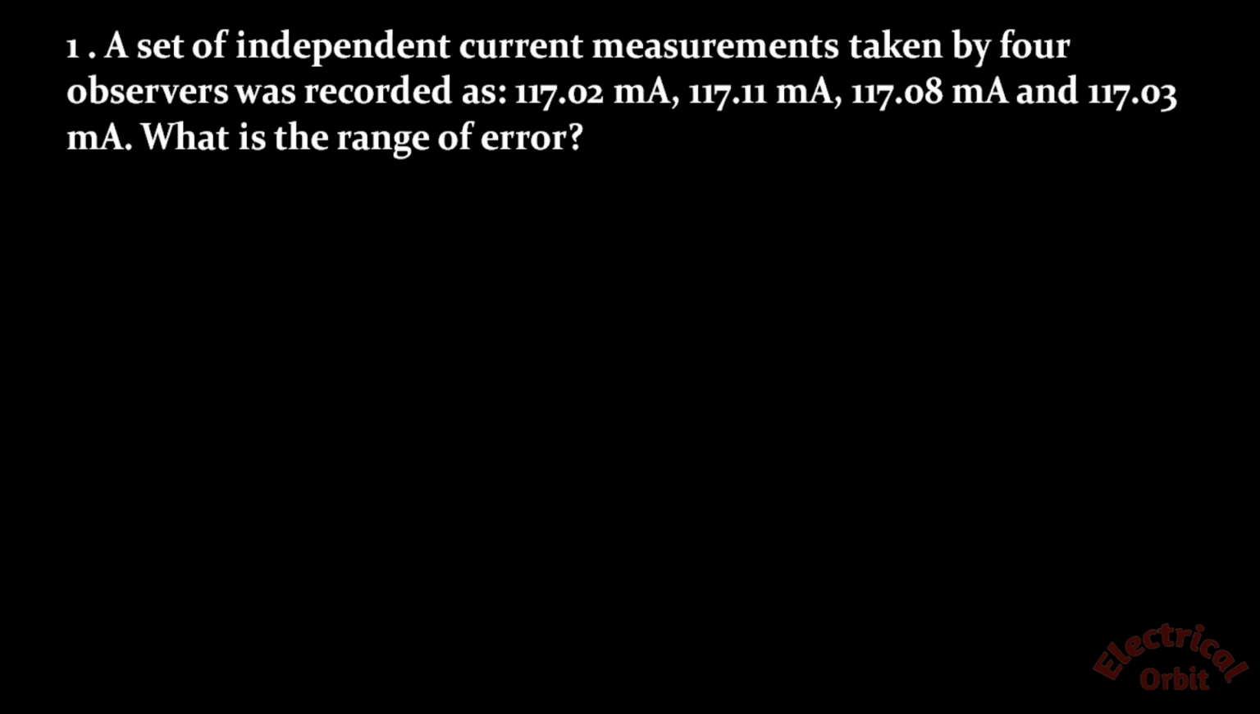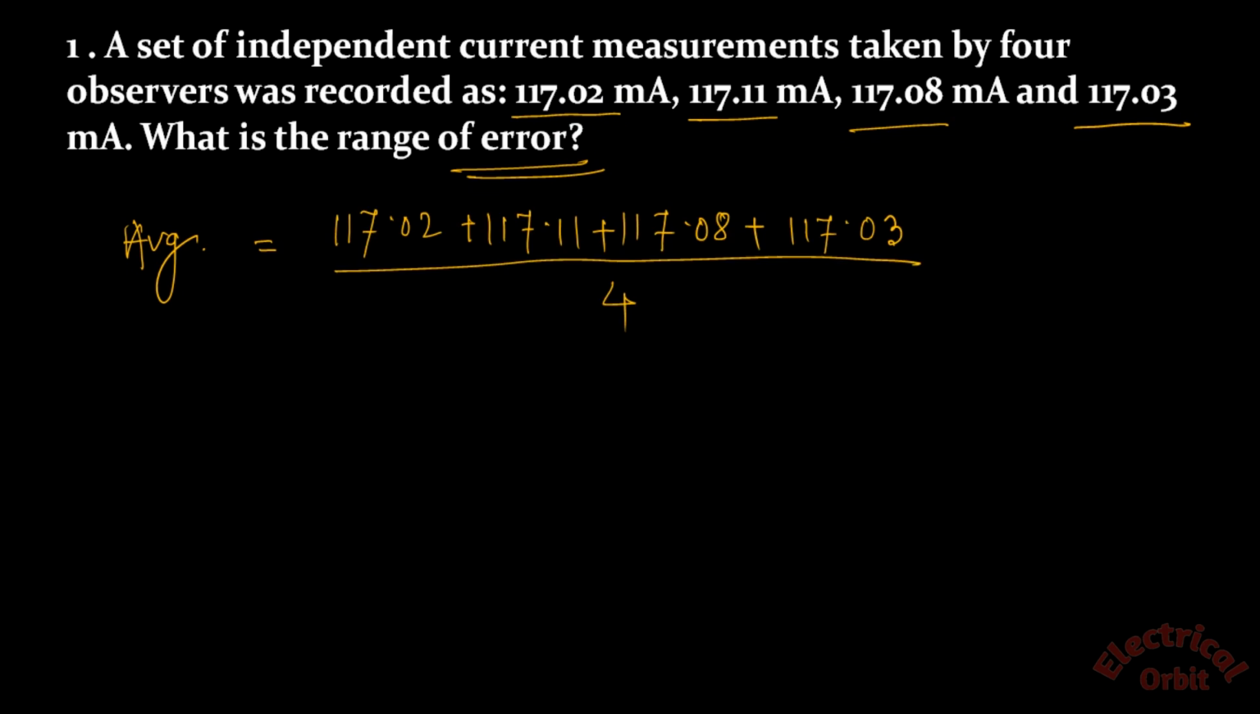Now if we understand this concept by problem solving, it will be a better understanding. So first, a set of independent current measurements taken by 4 observers were recorded as these different values. What is the range of error? Now what I said earlier, to determine the range of error, first from the multiple readings you have to take the average. What is the average of these 4 readings? It is the sum of the 4 readings divided by 4. So we get 117.06 milliampere. This is the average reading.